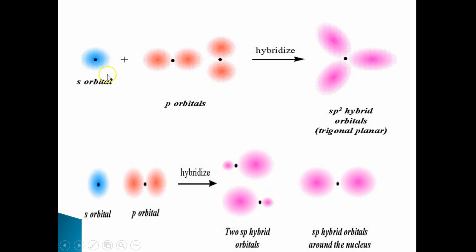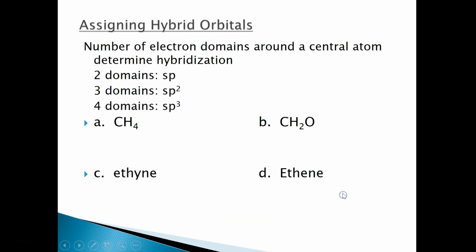And so when you combine an s orbital with two p orbitals, they'll hybridize to form what's known as an sp2 hybrid orbital, and that gives rise to the trigonal planar geometry. Finally, if you take an s orbital and combine it with a single p orbital, you'll get what's known as an sp hybrid orbital, and the sp hybrid orbital will give rise to that linear geometry that we see.